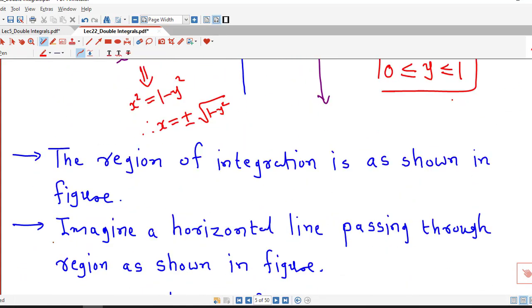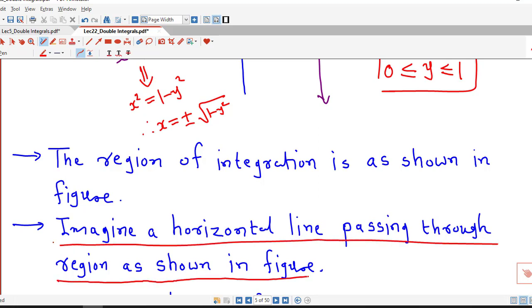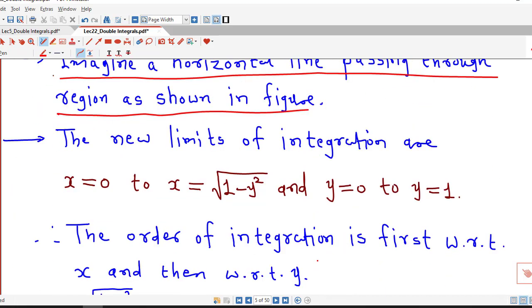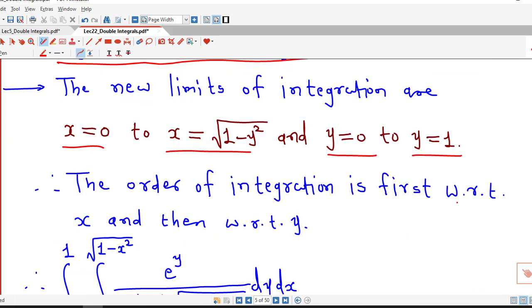So here we have written all these things. Imagine a horizontal line passing through the region as shown in the figure, and the new limits of integration are x from 0 to square root of 1 minus y square, y from 0 to 1. So the new order of integration is first with respect to x and then with respect to y.